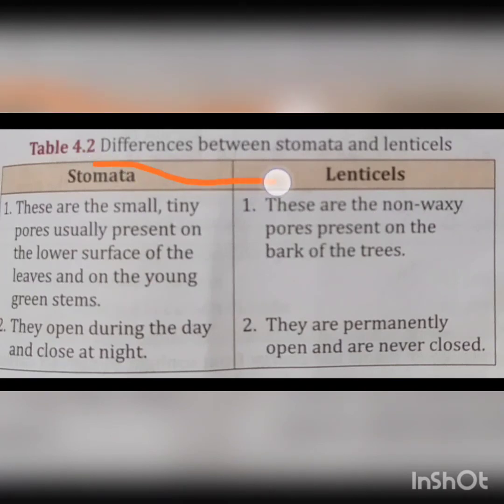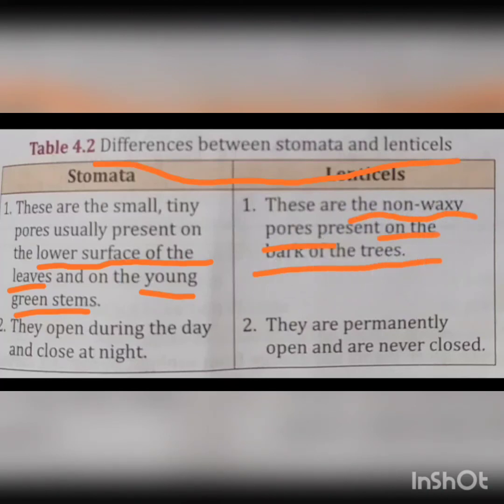Differences between stomata and lenticels. Stomata are small, tiny pores usually present on the lower surface of the leaves and the young green stems. Lenticels are the non-waxy pores present on the bark of the trees. Stomata open during the day and close at night. Lenticels are permanently open and are never closed.